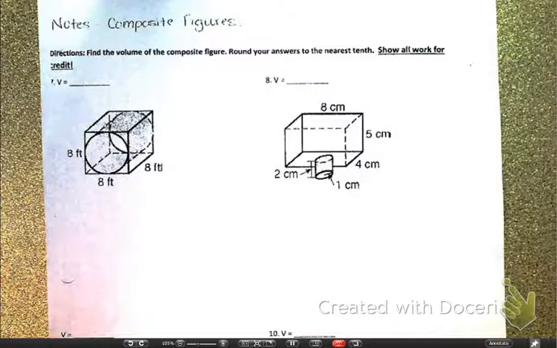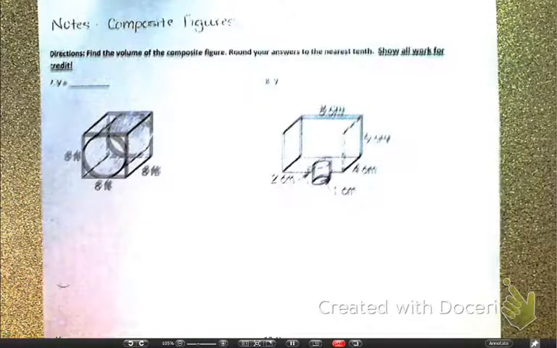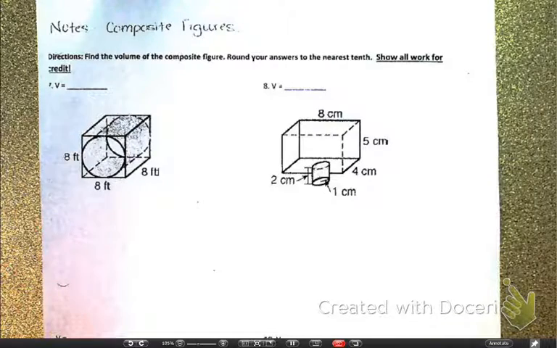Last lesson for this unit is on composite figures. So looking at what you have in front of you, can you give me an idea of what a composite figure is? It's multiple figures combined together. Okay, so if I'm asking you to find the volume of composite figures, we're going to have to find the volume of each and then either add or subtract depending on what our figure looks like.